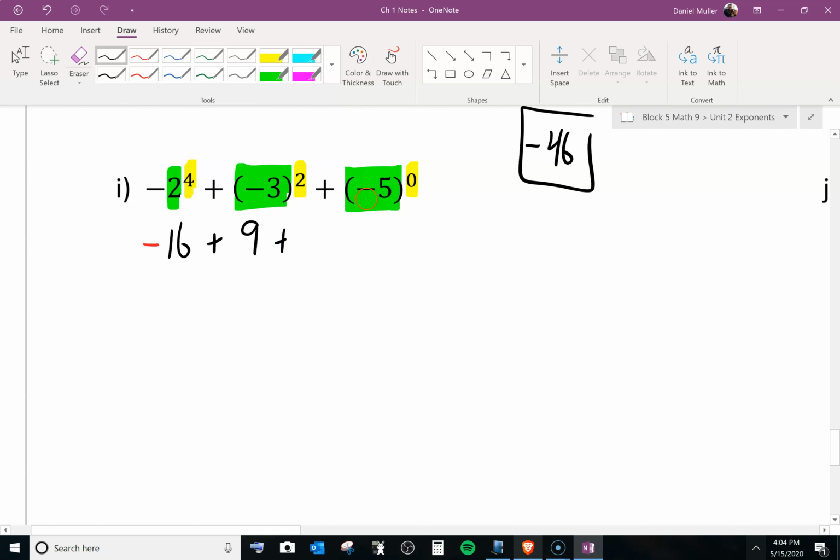Plus, and then I've got a negative 5 to the power of 0. Anything to the 0 is going to be 1. So now I've got no multiplication or division, but I do have some addition. So negative 16 plus 9 is going to be negative 7, I believe. And negative 7 plus the 1 is going to be negative 6. So that is my answer. Okay, and let's take a look at the next one.